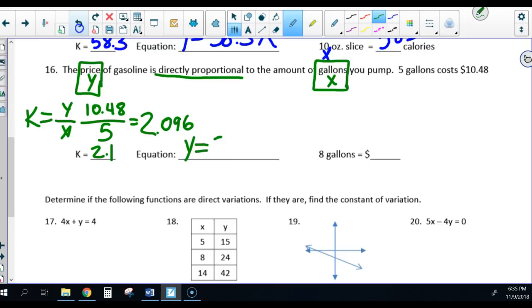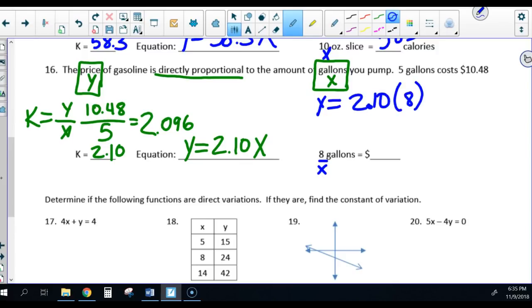Equation: y equals 2.10x. Actually, 2.10 would be money. Anytime we're looking at money, that's dollars per gallon for gas there. I don't need the third decimal value when I'm looking at money. I can round that off. So 2.10x. If I were to pump 8 gallons, I'm just going to plug 8 in for my x. So y equals 2.10 times 8. And we get $16.80 for 8 gallons.